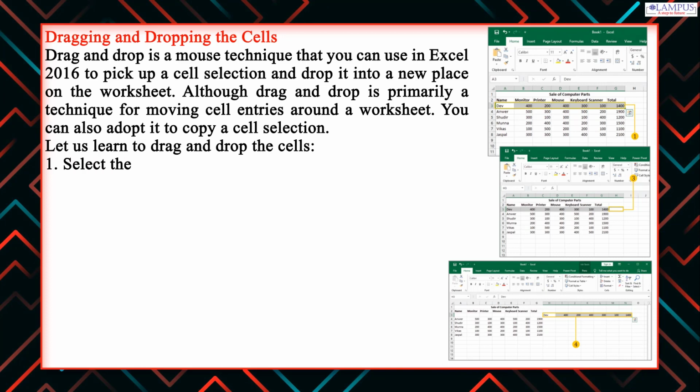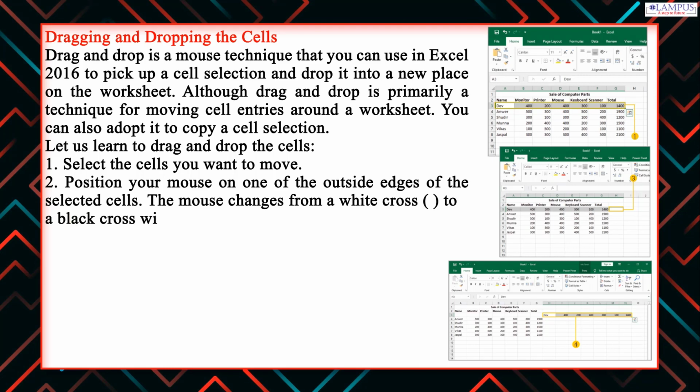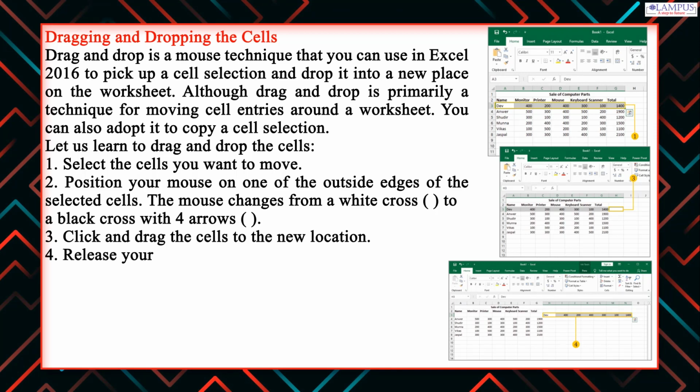1. Select the cells you want to move. 2. Position your mouse on one of the outside edges of the selected cells. The mouse changes from a white cross to a black cross with 4 arrows. 3. Click and drag the cells to the new location. 4. Release your mouse and the cells will be dropped there.